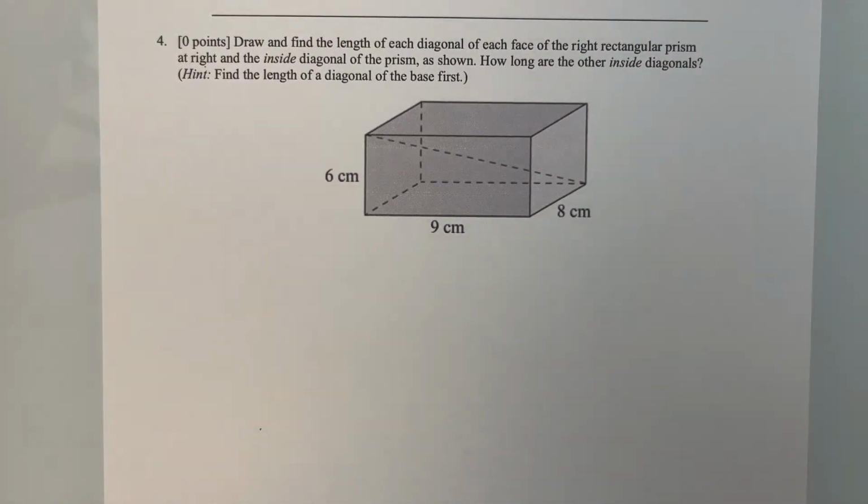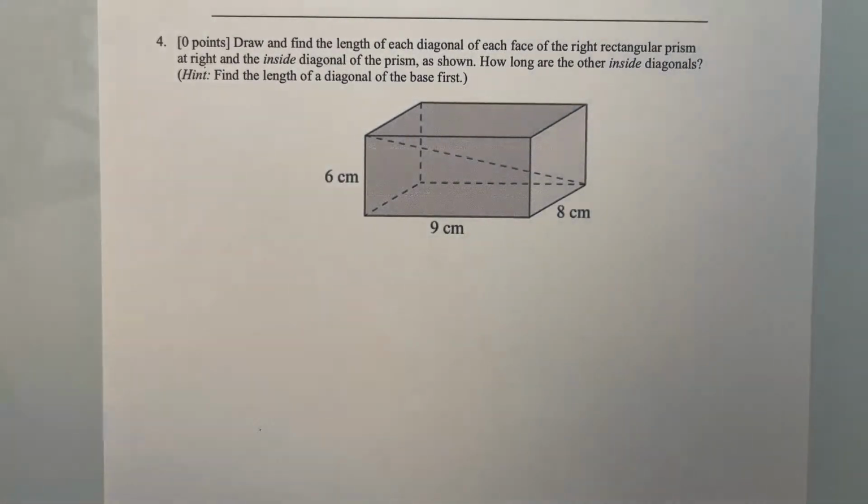All right, here's our next one. It says draw and find the length of each diagonal of each face of the right rectangular prism and the inside diagonal. How long are the other inside diagonals? Oh, this is the hint now. So find the length of the diagonal of the base first. Yeah, okay, we could do that.